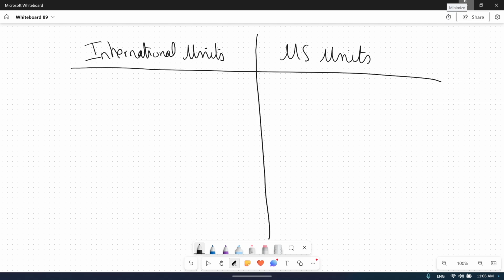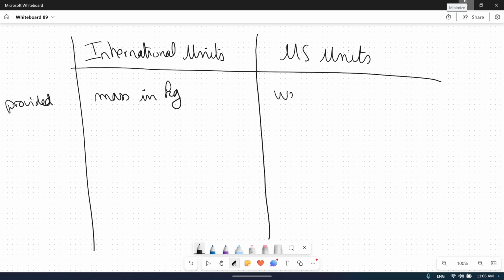International unit, what is provided in a problem in the international unit? That will usually be the mass in kilograms. And what is provided in the US unit? That will be the weight in pounds.